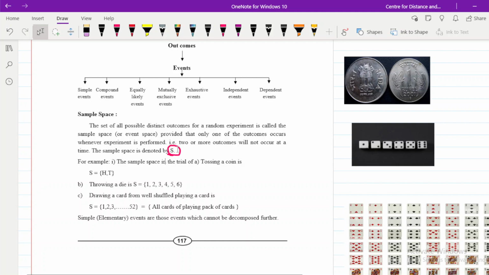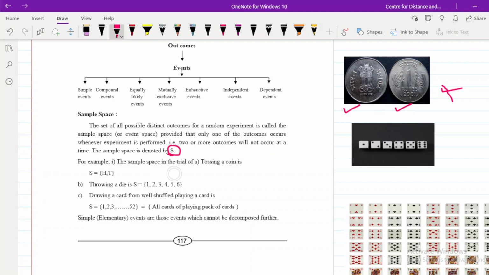For example, the sample space in the trial of tossing a coin. Here is the picture of tossing a coin. When we toss a coin, we get either head or tail.